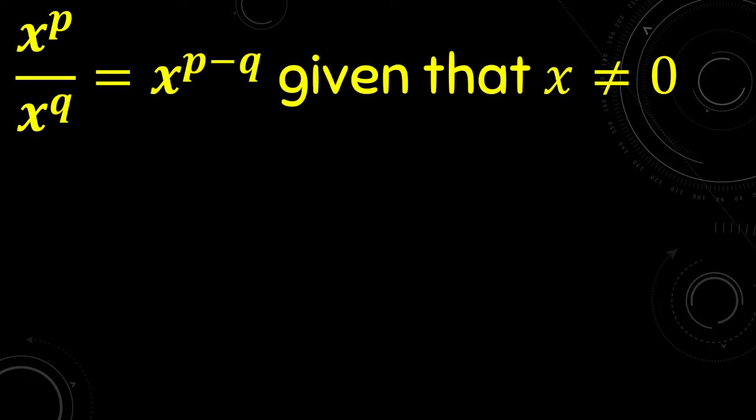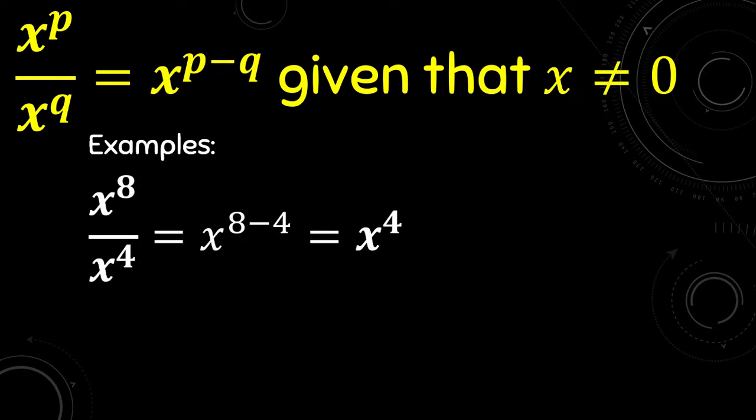This is the division rule. For example, we have here x raised to 8 over x raised to 4. We can see that in the given fraction, they have the same variable. In other words, we can subtract their exponents. So we have here 8 minus 4, and it is equal to x raised to 4.